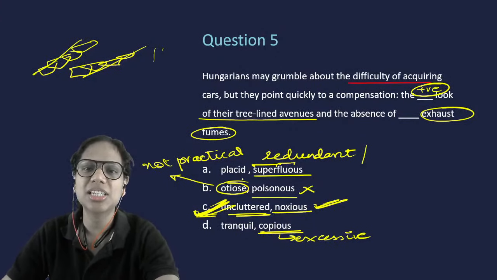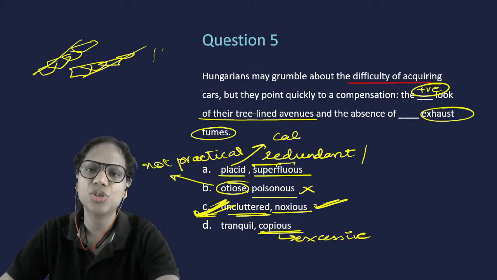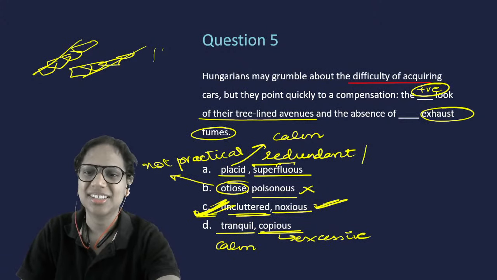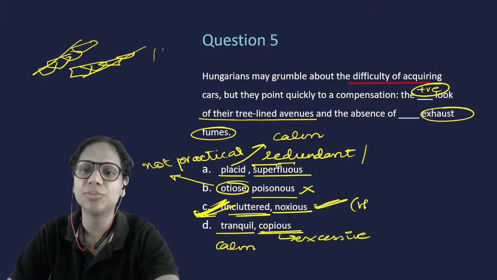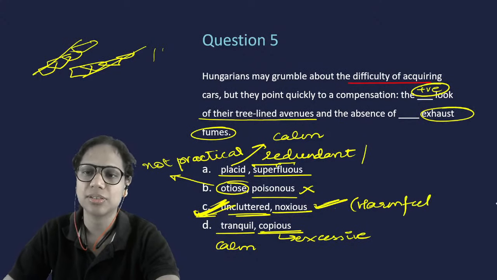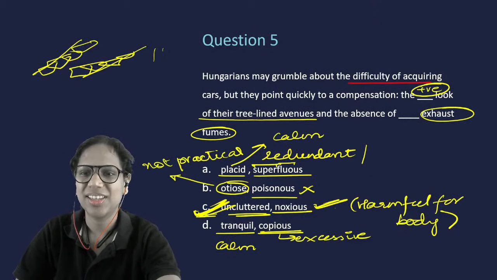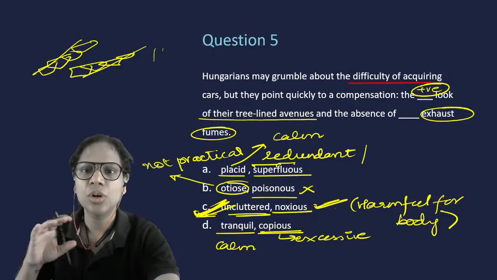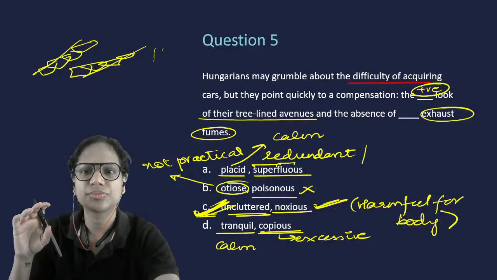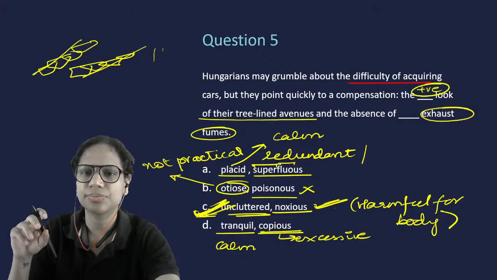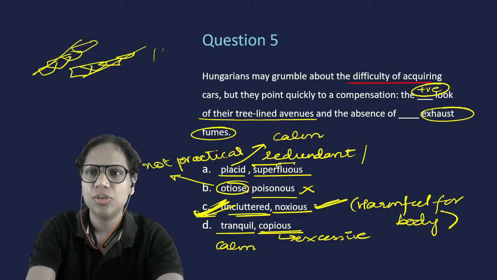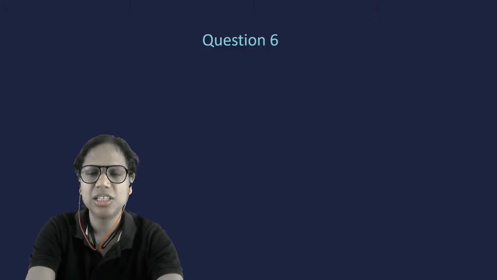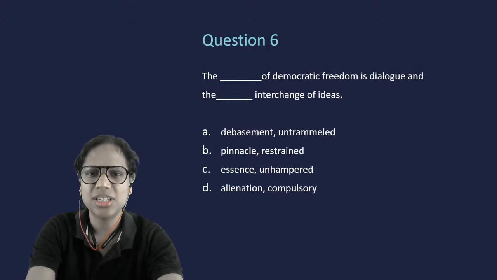Placid is again something that's calm. Placid is calm, soothing. Tranquil also means calm, composed. Right? Noxious is harmful. Something that is harmful for your body is noxious. Okay? Hope this makes sense to you. Yes, no? Any query, please ask. All right, then I'm assuming this is clear. Let's go to question six.